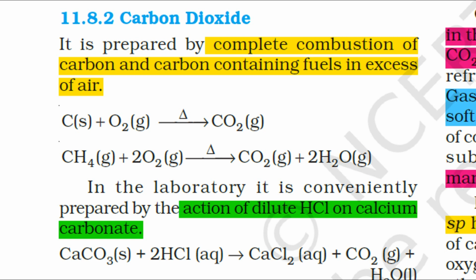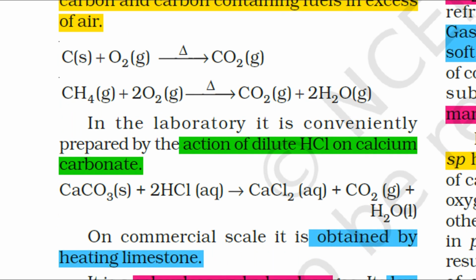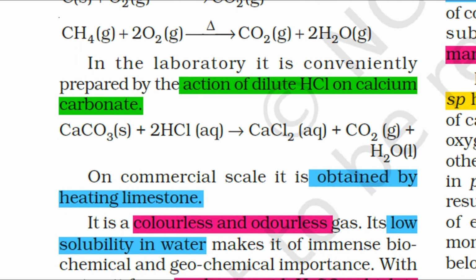It is prepared by complete combustion of carbon and carbon containing fuel in excess of air, that is carbon plus oxygen gives rise to carbon dioxide. Methane or CH4 plus 2 oxygen gives rise to CO2 plus 2 H2O. Next, in the laboratory, it is prepared by the action of dilute HCl on calcium carbonate. CaCO3 plus 2 HCl gives rise to CaCl2 plus CO2 plus H2O. On commercial scale, it is obtained by heating limestone.